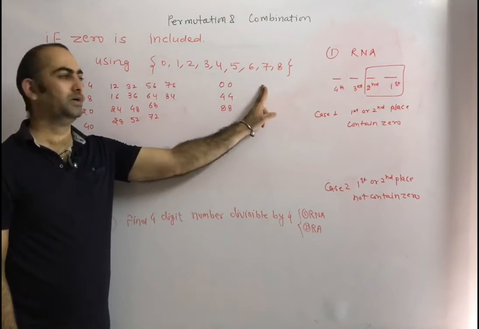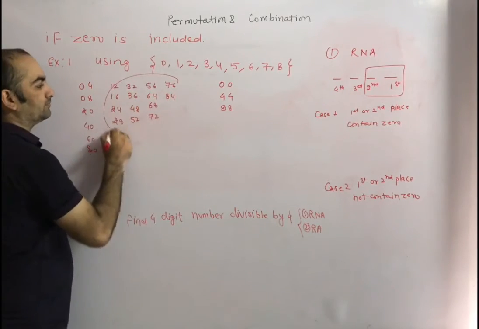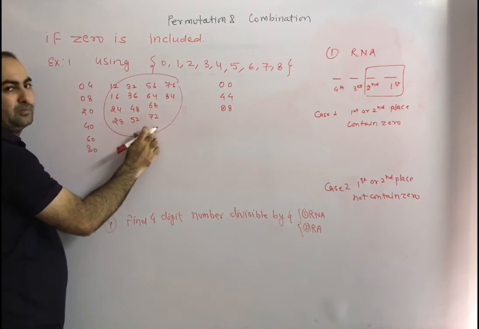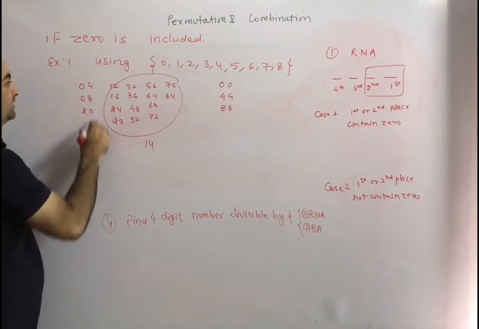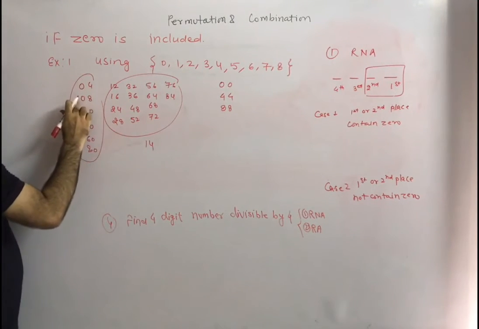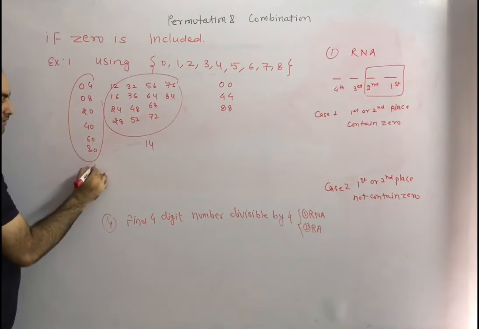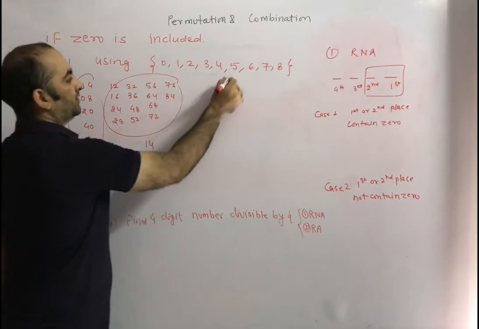9 is not there. Okay, so how many digits are there? 4 plus 4 plus 4 plus 2. So how many digits are there? 14. Okay, and these are how many digits? 1, 2, 3, 4, 5, 6. Okay, and these are 3 digits.